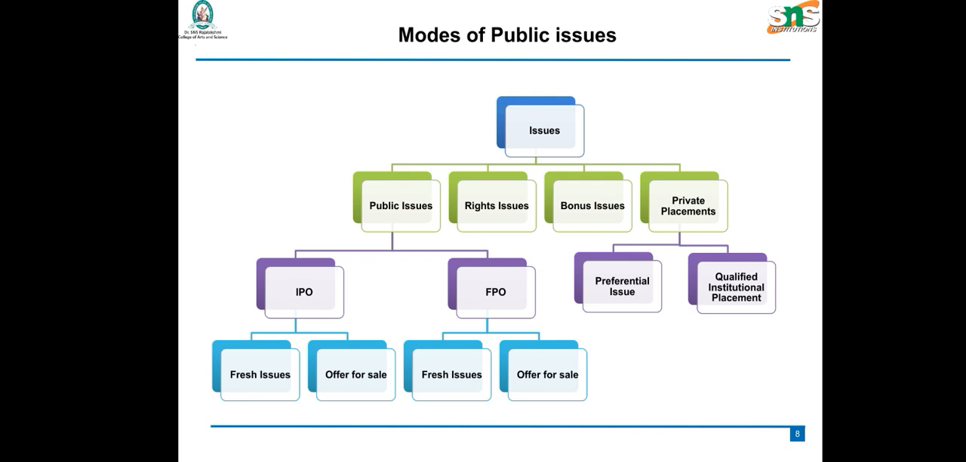Mode of public issues. There are different modes through which issues can be done: public issues, rights issues, bonus issues, and private placement. The public issue is further divided into two: IPO and FPO. In IPO, there are two types of issues: fresh issue and offer for sale. In FPO, that is follow on public offering, there are also fresh issue and offer for sale. As far as private placement is concerned, there are preferential issues and qualified institutional placement. We'll see one by one as we go along.